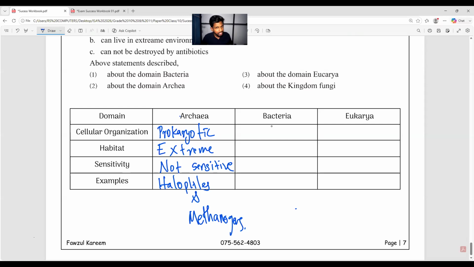Okay. Bacteria. What kind of cellular organization? Can anyone tell me the answer? Prokaryotic. Prokaryotic.